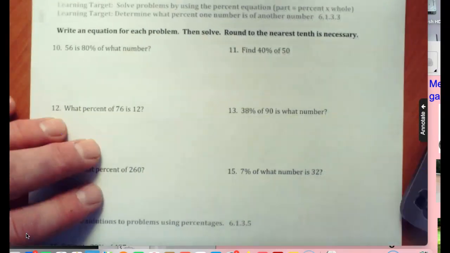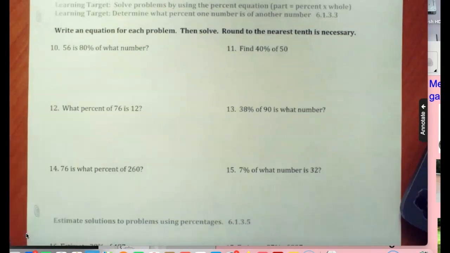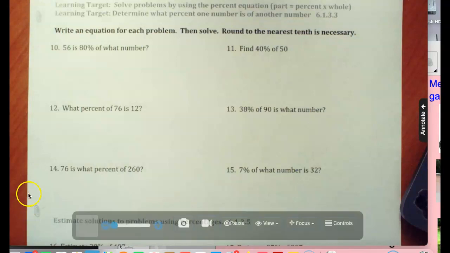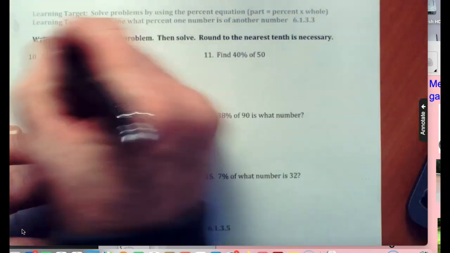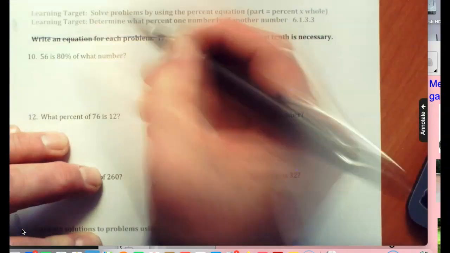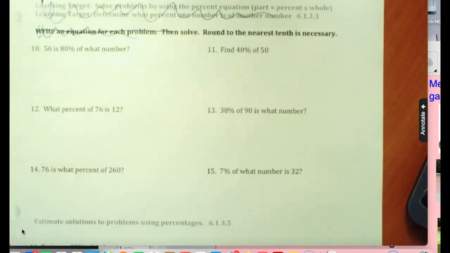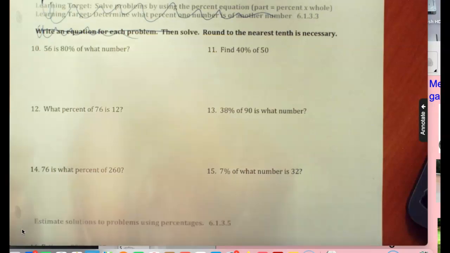Slide that down so you can see. Write an equation for each problem, then solve. Round to nearest tenth as necessary. Sorry, we're just going to cross this out here and keep going with our box ones. So we have 56 is 80% of what number? Let's just box that up.